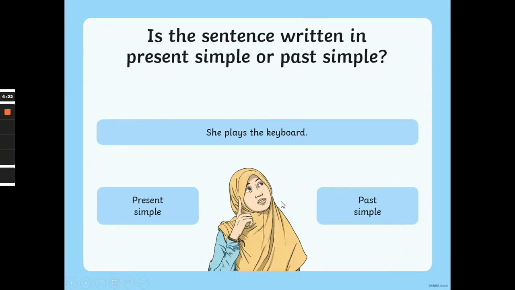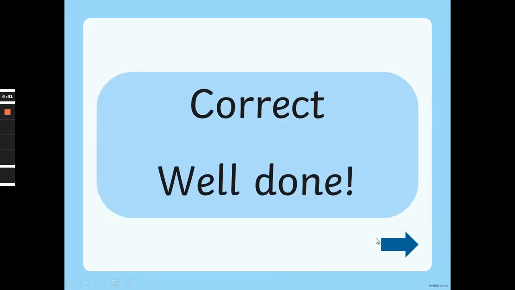Lovely. She plays the keyboard. I think if she'd already done that, I would say she played the keyboard. So she plays the keyboard makes me think it's happening. So I would say present.